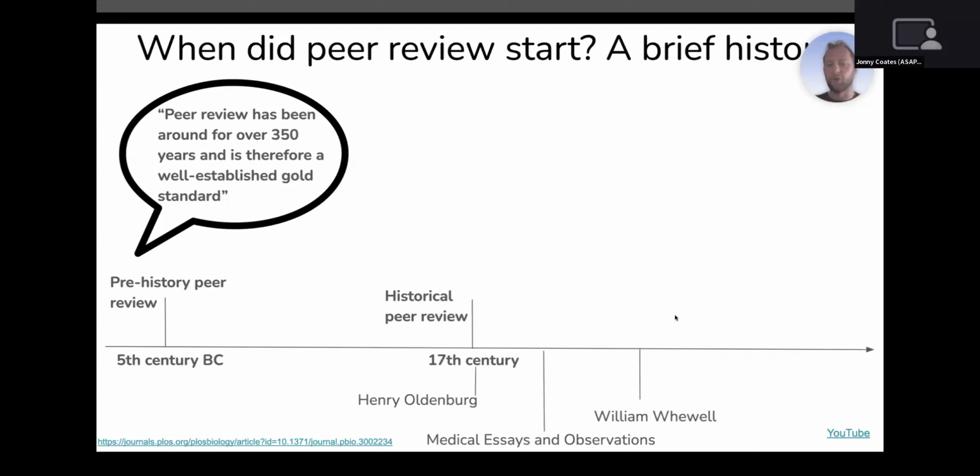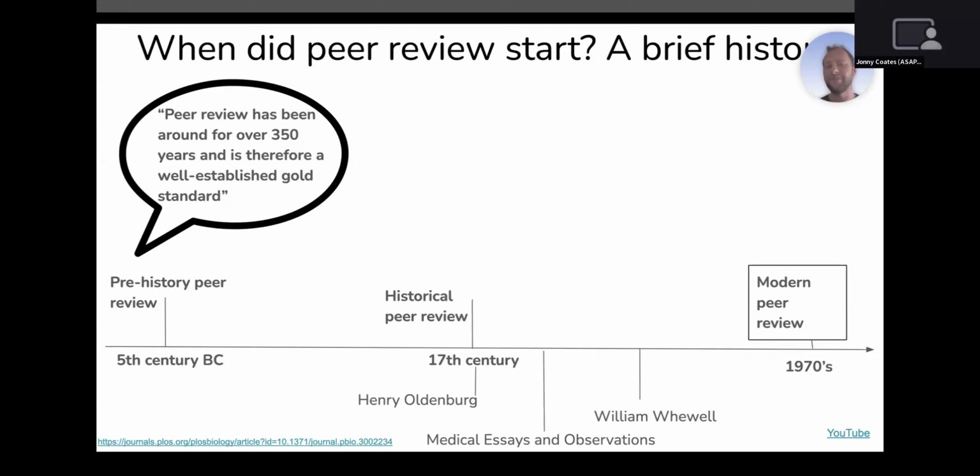And then we get into what most people refer to as the real history of peer review, which happened around the 17th century. And the most common name you'll come across here is Henry Oldenburg. You'll also probably come across the Medical Essays and Observations Journal. And then William Whewell is a name I think we should all know because it's an interesting aspect of this study.